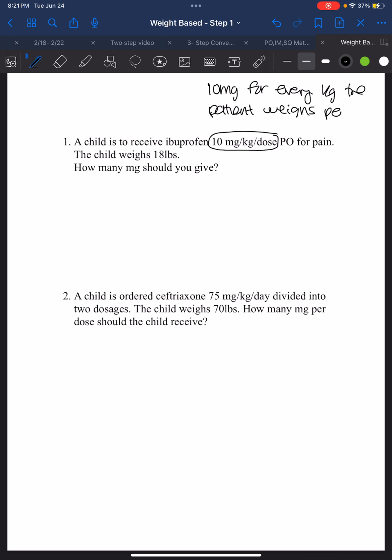per dose. So however many kilograms, if my patient weighs 20 kilograms, for every 20 kilograms they get 10 milligrams of the medication.